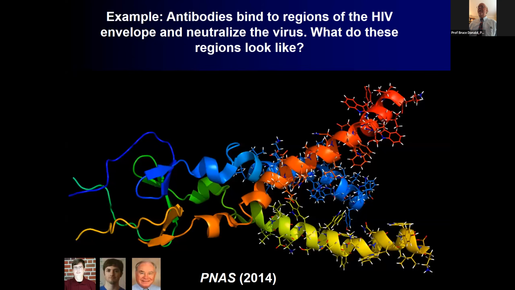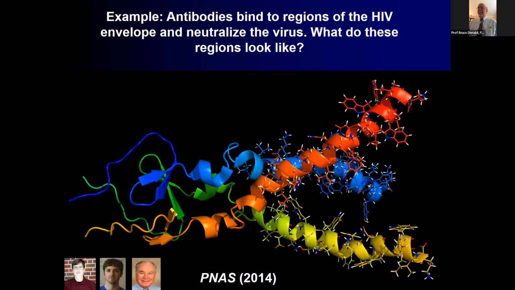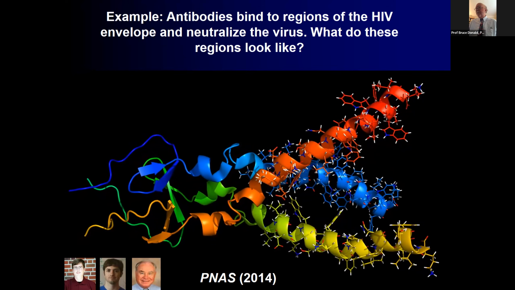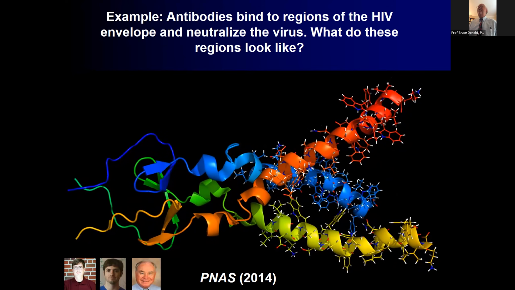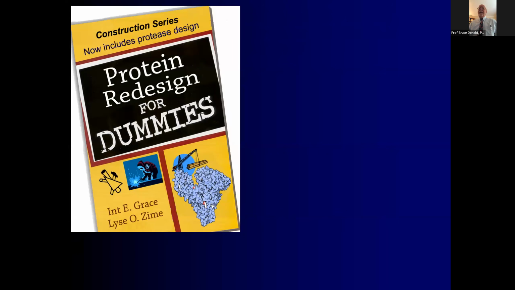Okay, so let's go on with this. Again, what are these antibodies? What are the reasons the antibodies bind to look like, and how can we exploit that? And what could you learn from the textbook and this class?